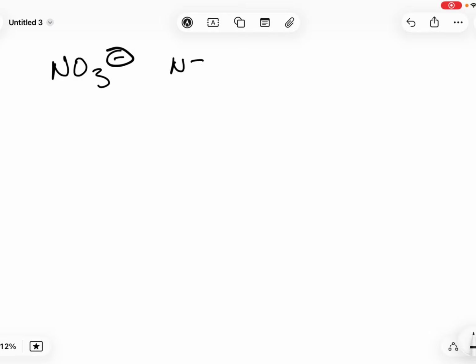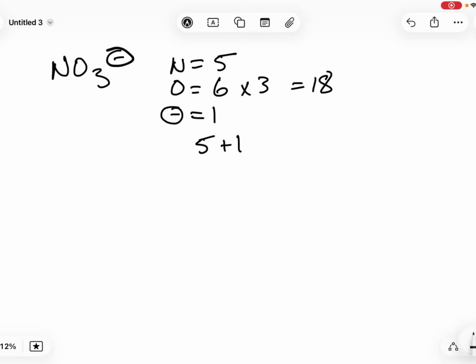So nitrogen has 5 valence electrons, and we know that from looking at the periodic table. If you've seen my Lewis dot structure video, you know how to calculate that. For each oxygen atom, we're going to have 6 valence electrons, and there are 3 of them here, so that's 18 total. Now we also have a minus charge on this molecule, so that's going to add 1 electron overall. So we have 5 plus 1 plus 18.